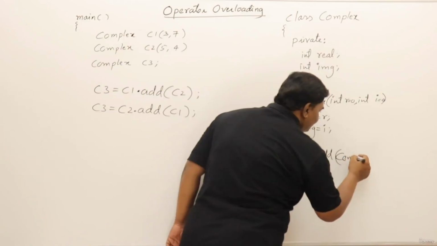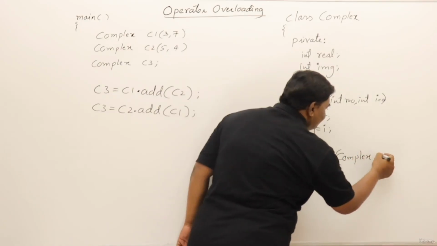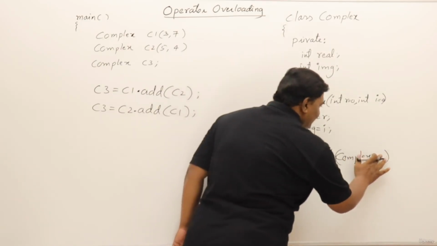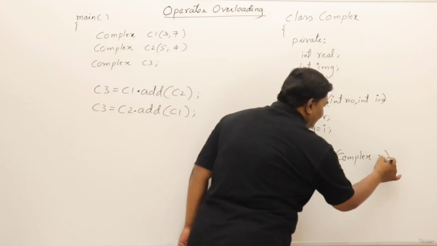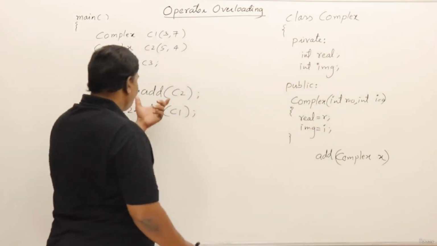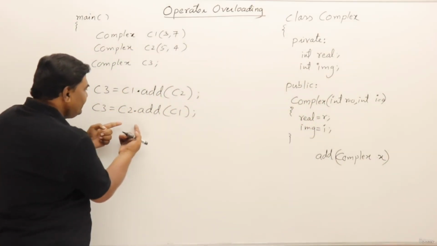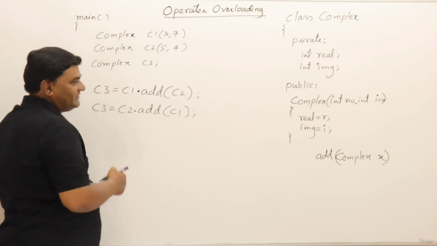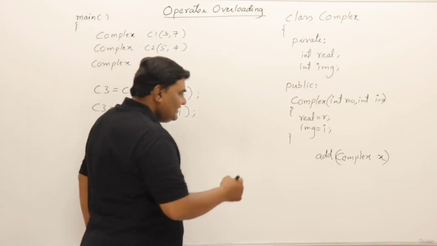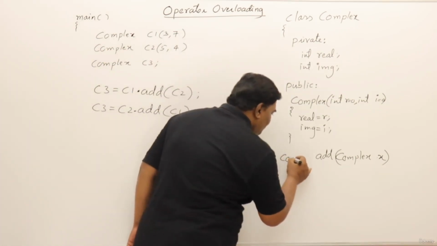So complex C, or let us call it X, a different name. Then after adding, what it should do is return a result that is a complex number, a new complex number. So the return type is also complex.